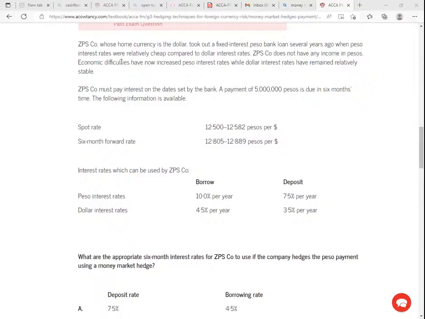Remember here, there are 4 interest rates. They only want you to give them 2. Which one is the borrowing rate? Which one is the depositing rate? Only 2 rates. Just try as I work this out on this camera.